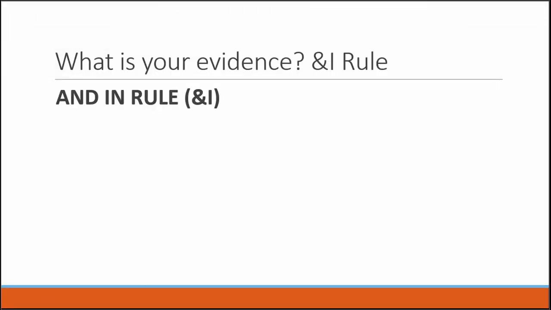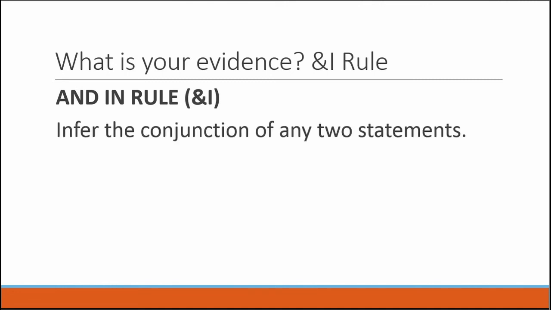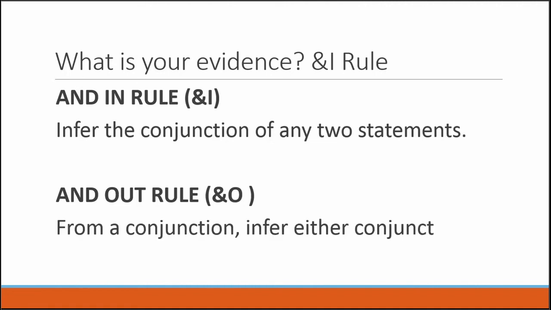In this lesson, you have learned the and in rule: infer the conjunction of any two statements. You have learned the and out rule: from a conjunction, infer either conjunct. And you have learned how to apply the and in and the and out rules on proof tables in combination with the arrow out rule.